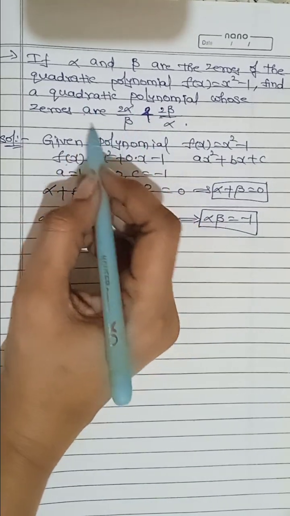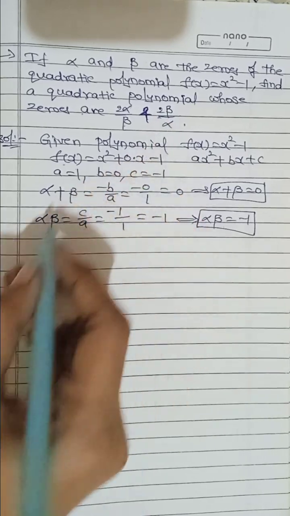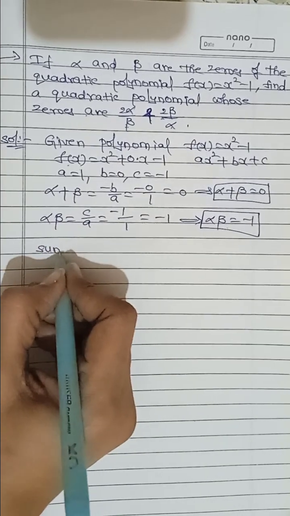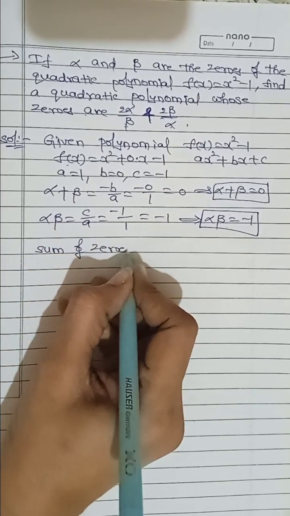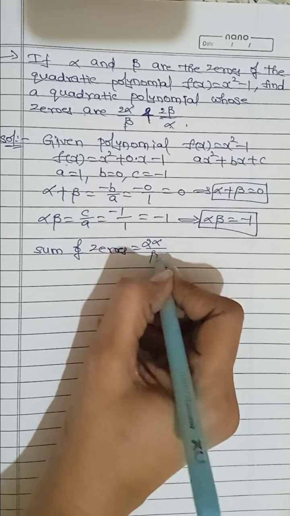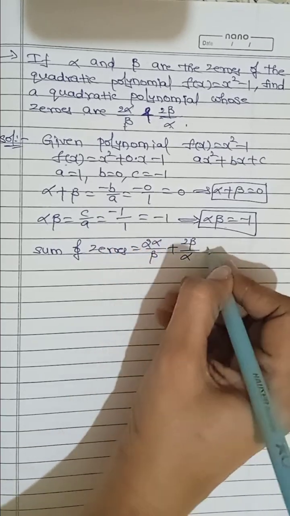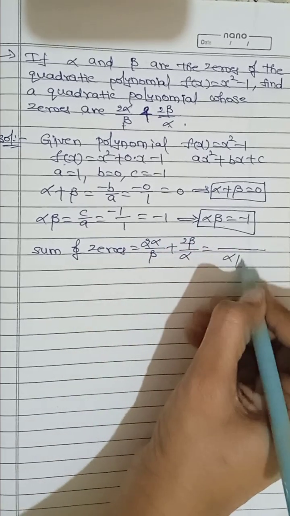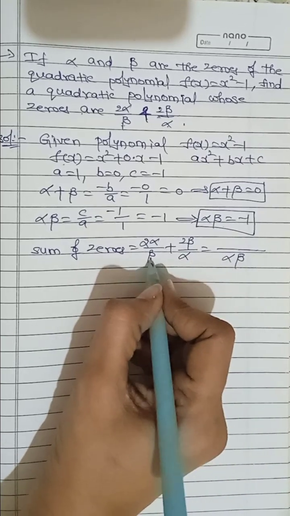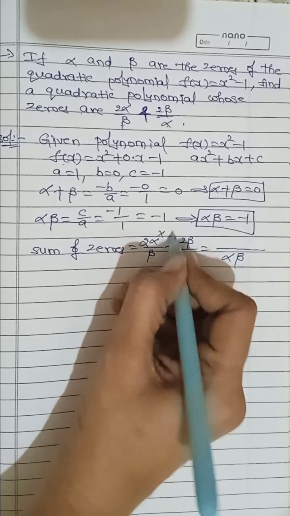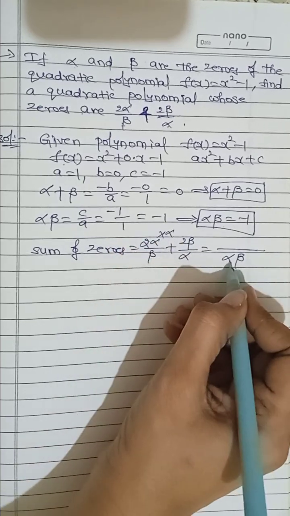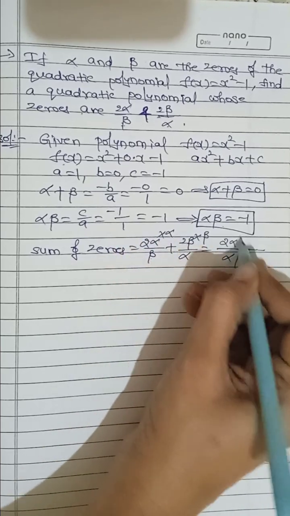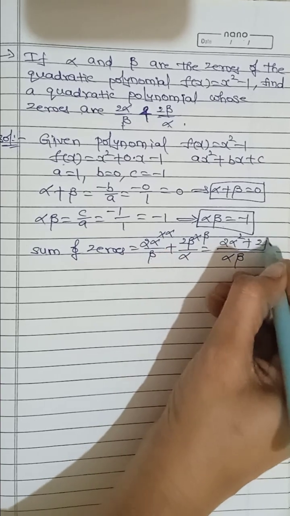The required polynomial's zeros are 2 alpha by beta and 2 beta by alpha. That means we have to find the sum of the zeros and the product of the zeros. So sum of zeros equal to 2 alpha by beta plus 2 beta by alpha. The LCM of beta and alpha is beta alpha, which is alpha into beta. Beta divides into alpha beta alpha times, so multiply by alpha for this numerator. Alpha divides into alpha beta beta times, so multiply by beta for this numerator. It becomes 2 alpha into alpha is 2 alpha square plus 2 beta into beta is 2 beta square.